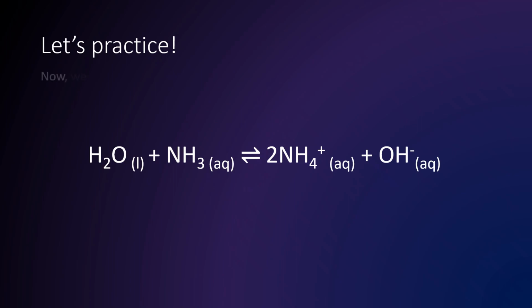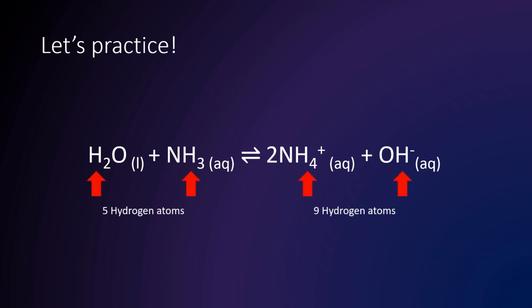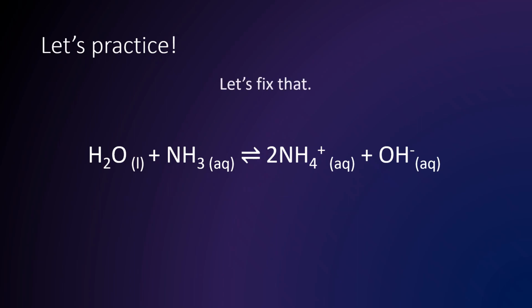Now let's check for the conservation of mass. We will realize that mass is not conserved. On the left-hand side, there are 5 hydrogen atoms, while on the right, there are 9 hydrogen atoms. On the left, there is 1 nitrogen atom, while on the right, there are 2 nitrogen atoms. Let's fix that.